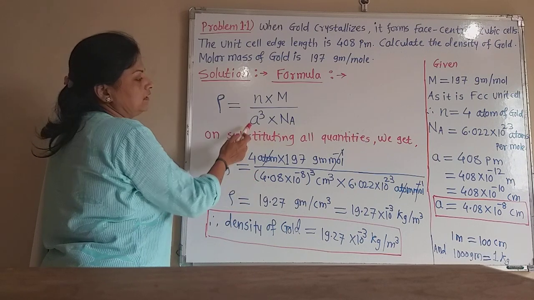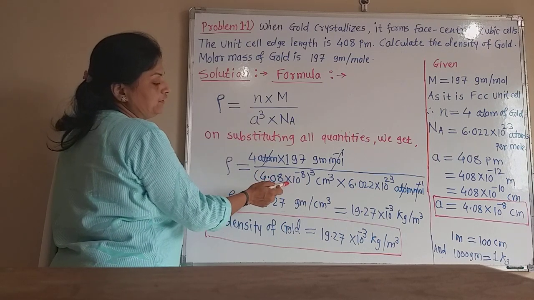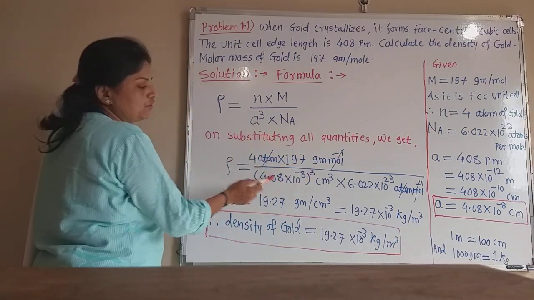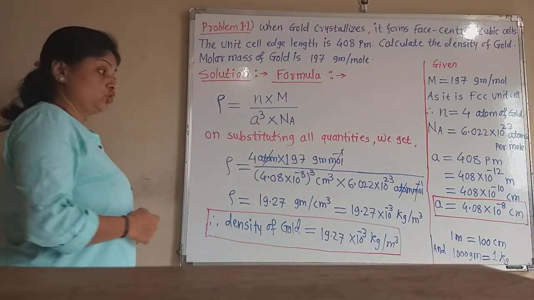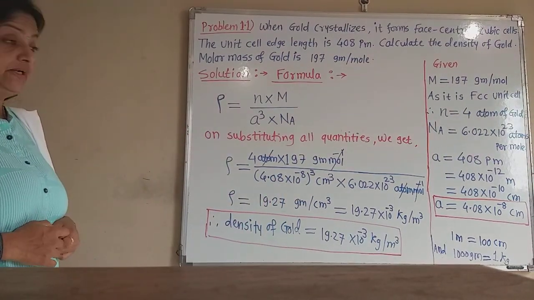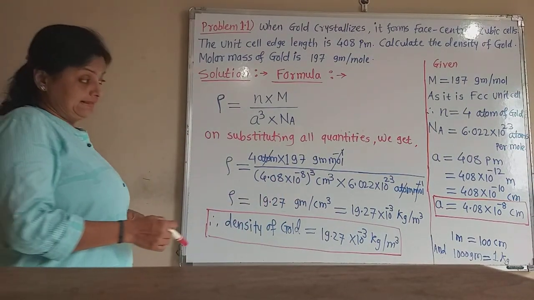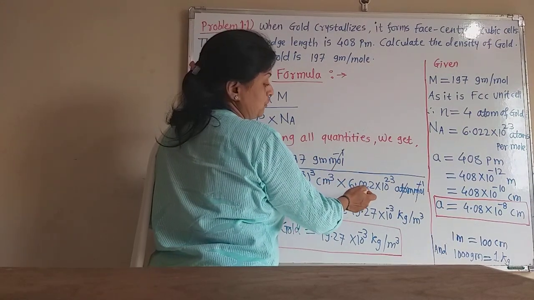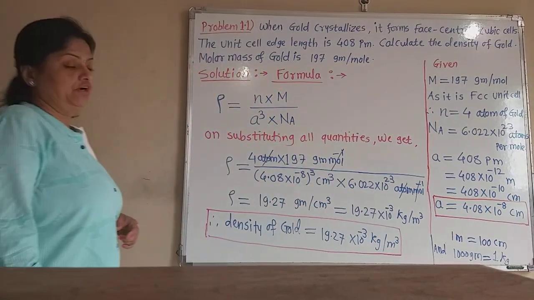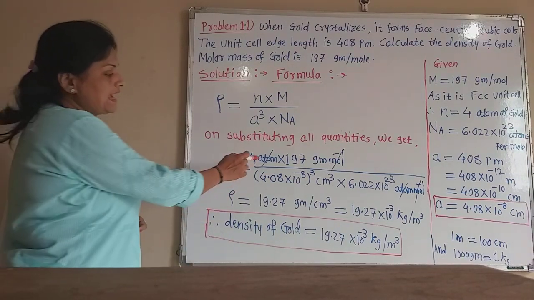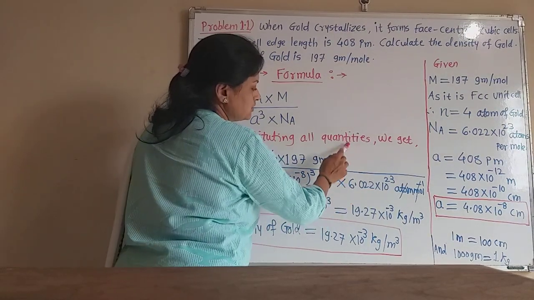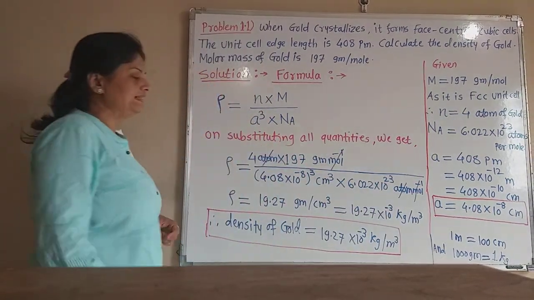Now this is the edge length, 4.08 into 10 raised to minus 8. But here it is the cube, because it is the volume. So take the cube, and the centimeter is also converted into cubic centimeter, that is centimeter cube. And this is the Avogadro number, 6.022 into 10 raised to 23 atoms per mole. In 1 mole there are that many. Now here atoms are similar, so they are discarded. This per mole also gets discarded.